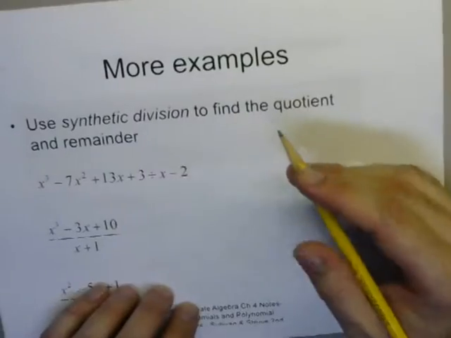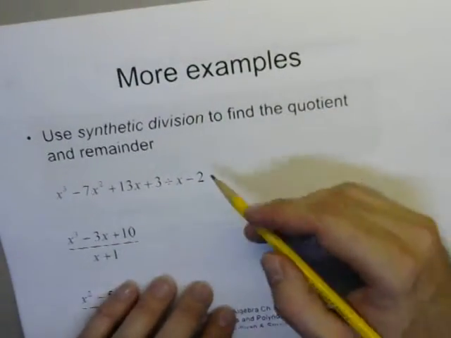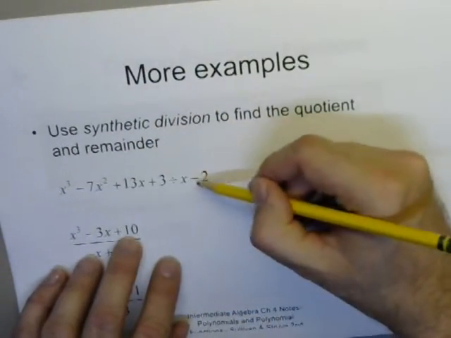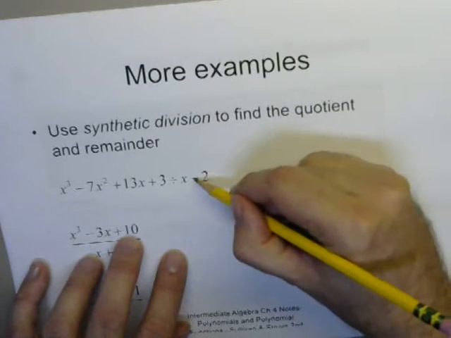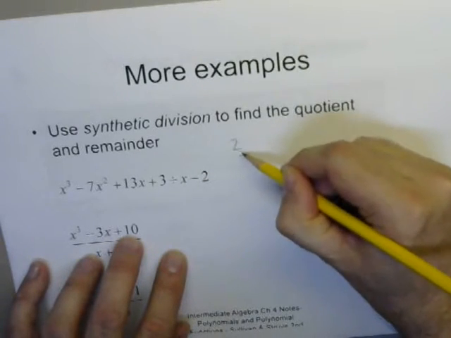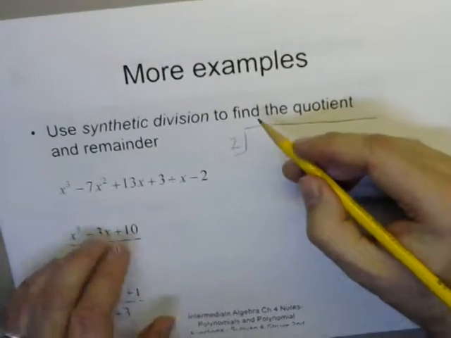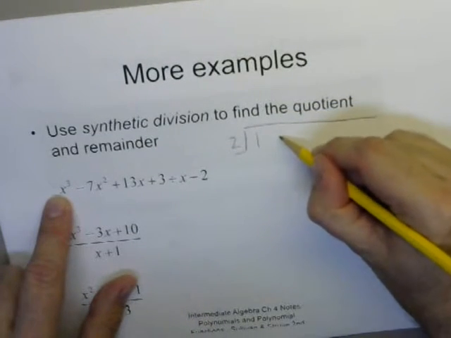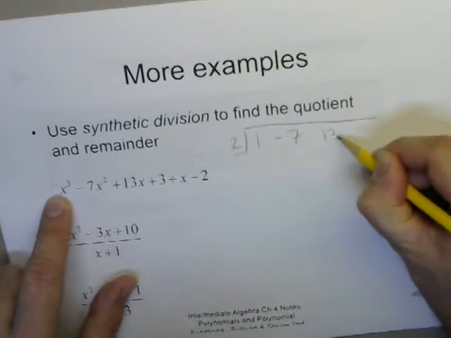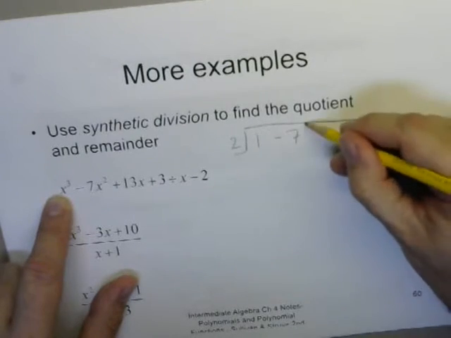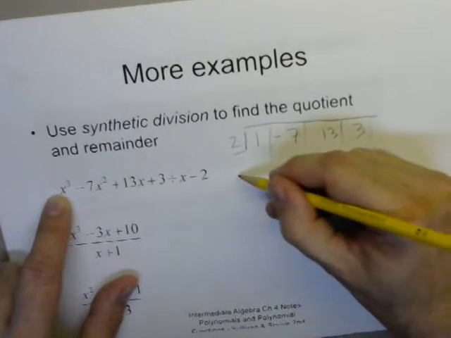Maybe just to do a couple more examples here, let's do some more. So let's say I want to divide this polynomial by that, right? So I'd change the sign here from a negative to a positive, and then just put the coefficients here, right? So I'll get 1, -7, 13, and 3. Again, if you want to put bars in there, you don't have to do that, but it might help you.